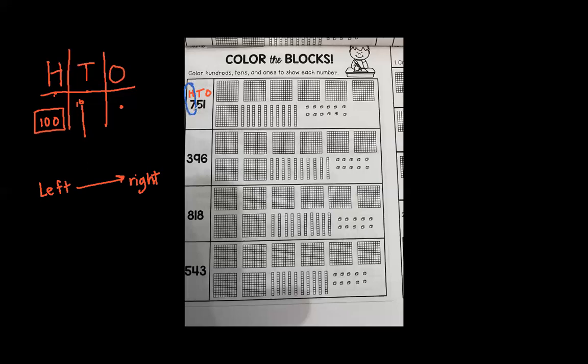751 has 7 hundreds. Let's count up to the number 700 by 100s. 100, 200, 300, 400, 500, 600, 700. So the hundreds place has a value of 700. For our tens place, we have 5 tens.